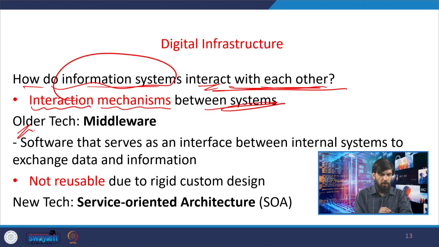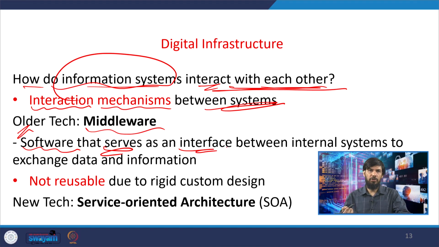An older technology that was quite common was the middleware. So what is middleware? Middleware is software that serves as an interface between internal systems to exchange data and information. For different systems you might have to use different middleware, or some middleware solutions will be very comprehensive and provide support for very different kinds of information systems or enterprise systems. Now the problem with this was that it's not reusable.